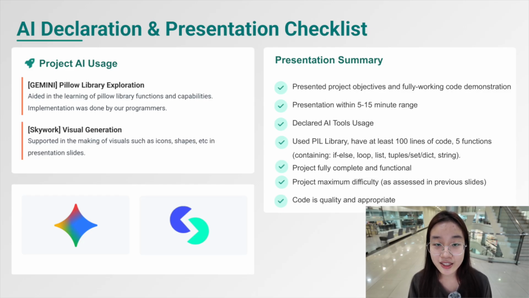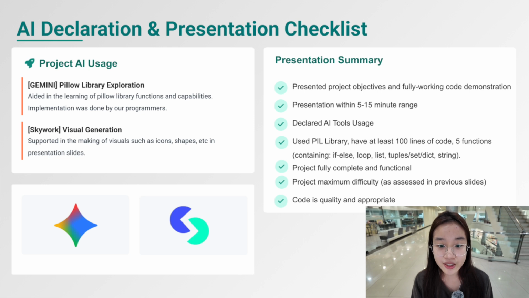And lastly, I'd like to summarize our presentation. So firstly, we presented a project objectives and also the fully working code demonstration. We also presented within the 5 to 15 minute range. We declared our AI tools and usage. We used the Pillow library, which we programmed at least 100 lines of codes, 5 functions containing if, else, loop, list, tuple, set, dict, and string.